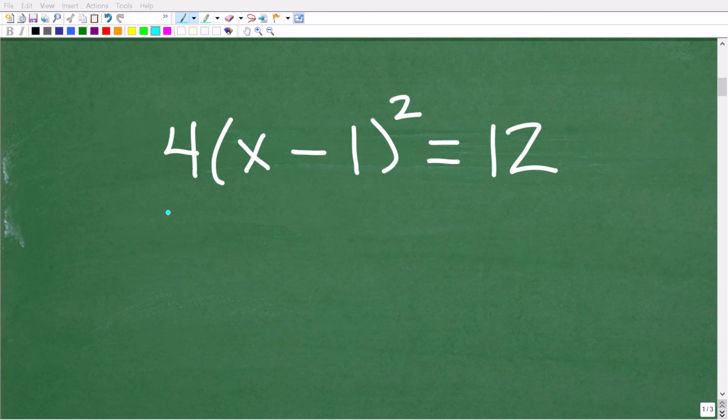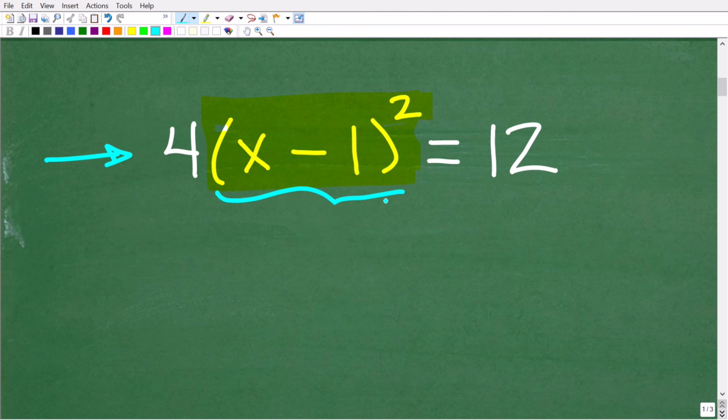Alright, so here again is our problem. We have 4 times (x minus 1) squared is equal to 12. Now this is a quadratic equation, meaning that there will be 2 solutions. And the key to solving this problem is to recognize that we have a square right here. So we have (x minus 1) squared.